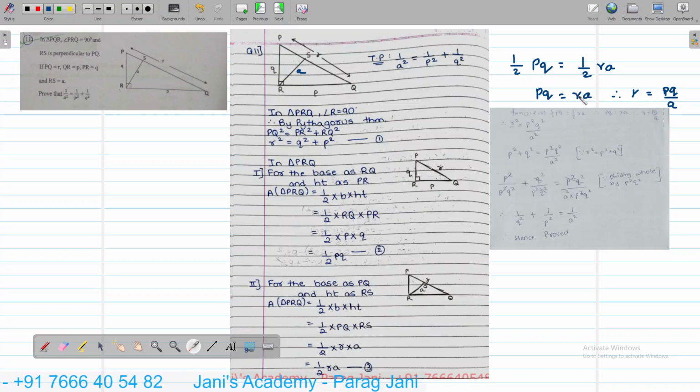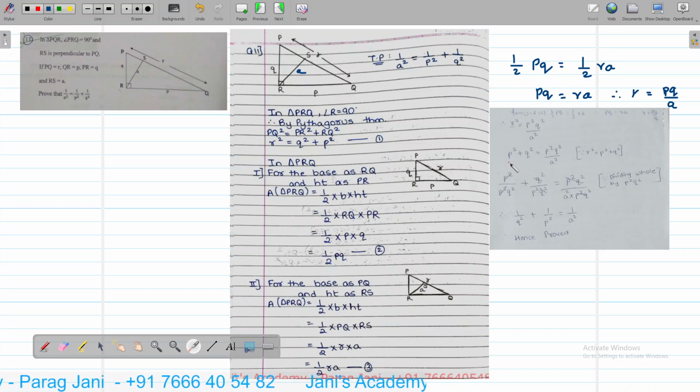Now you find the value of r is equal to PQ upon a, square both sides. So r square is equal to p square q square upon a square. Now r square is nothing but q square plus p square, which we have already taken initially. So p square plus q square is equal to p square q square upon a square.